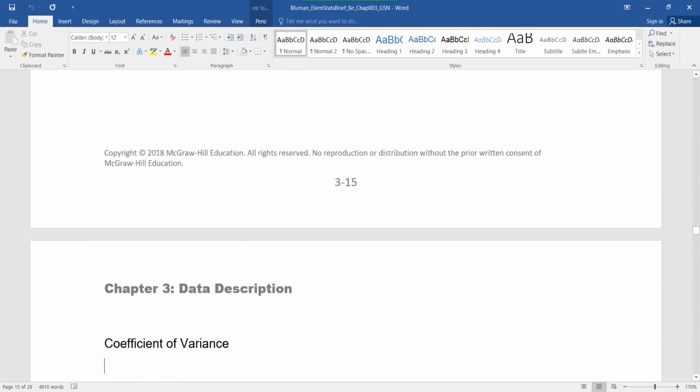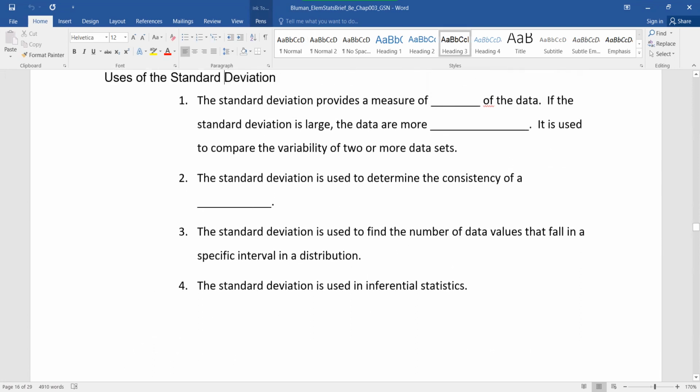All right, uses of the standard deviation. This is probably going to say the same thing I just said. It says the standard deviation provides a measure of spread of the data. Other words you might see are variation. I think spread just sounds better. So it tells you the spread of your data. If the standard deviation is large, the data is more dispersed. It is used to compare the variability of two or more data sets. The standard deviation is used to determine the consistency of a variable's value.